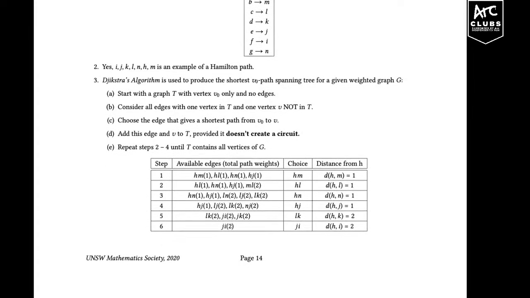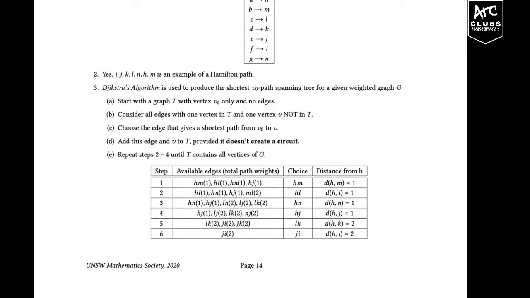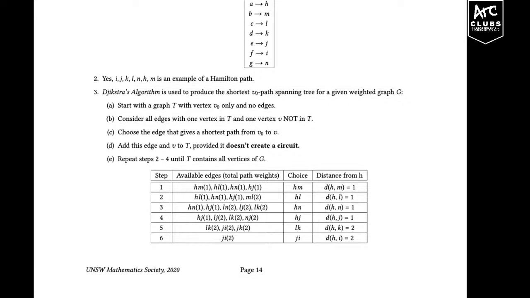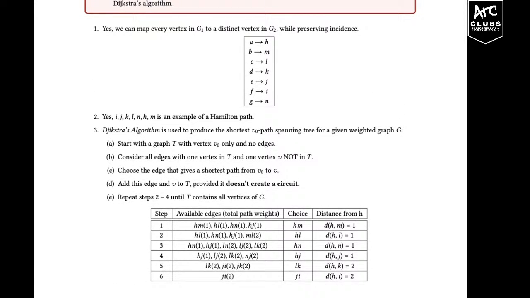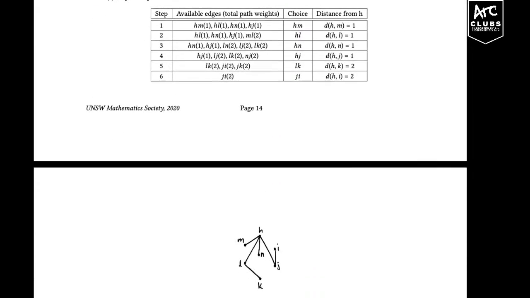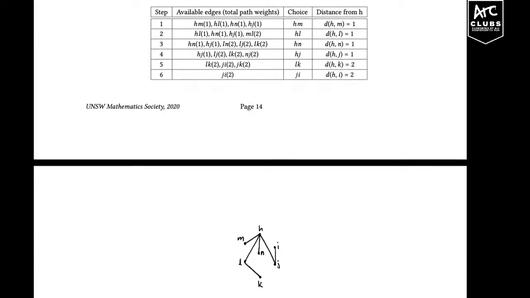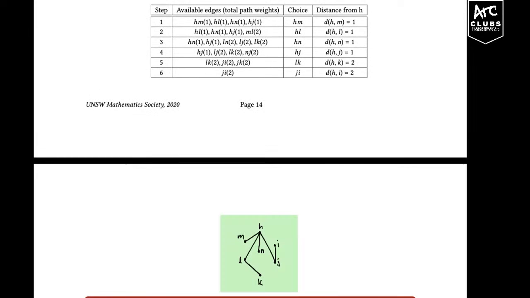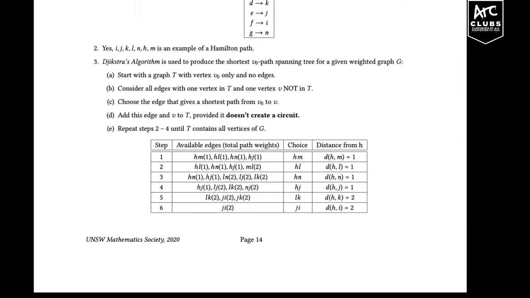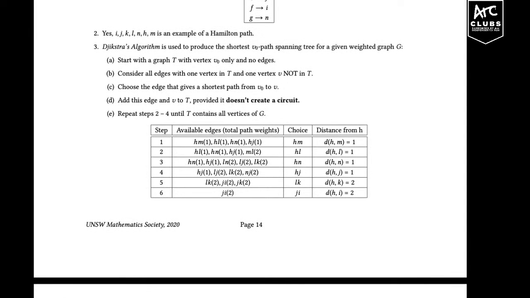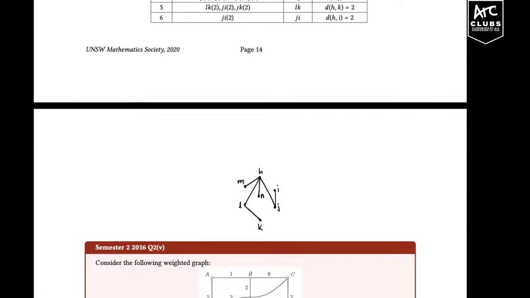So what I've done is set up a table down here as shown, and I just have the steps, the available edges, and in brackets the total path weights, the edge that I'm going to choose, and the distance from the given vertex they wanted you to start at to wherever I end up. And this is my final graph, the shortest path spanning tree for my given graph.